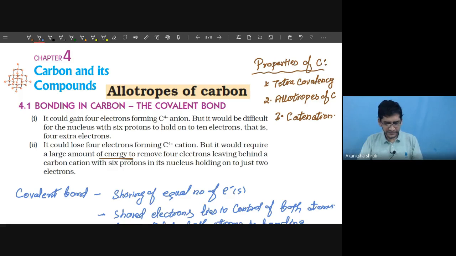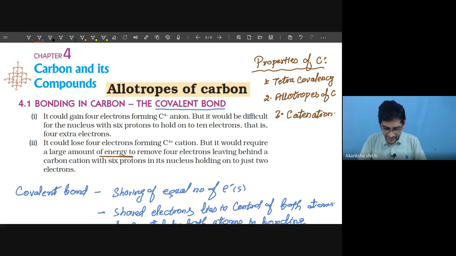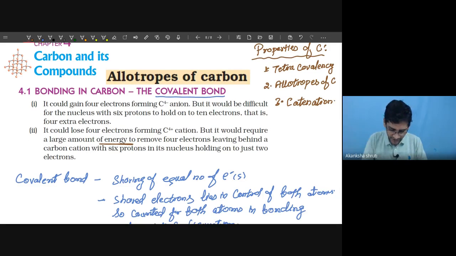Students, continuing with the covalent bond, we started last day and we had learned that this covalent bond is formed by sharing of electrons, and this sharing always occurs in equal number, meaning an equal number of electrons have to be shared by both the constituting atoms.